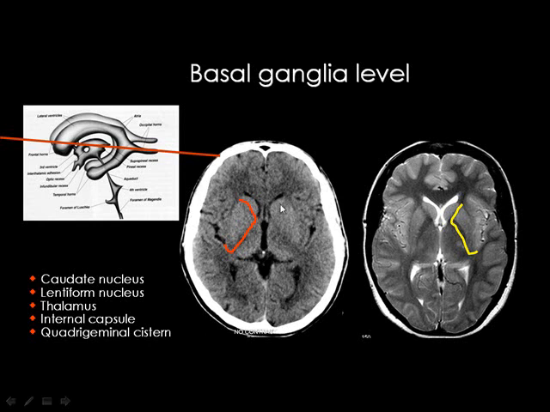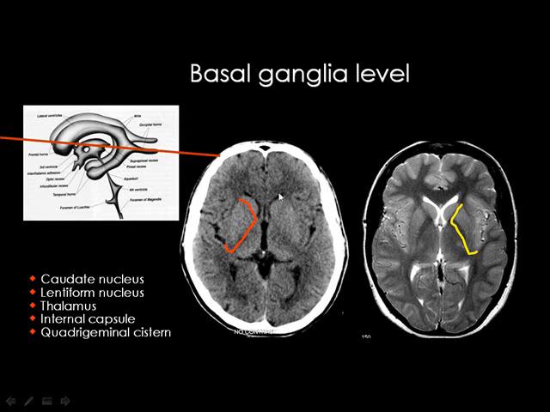Where can we identify the caudate nucleus? In this area. This is the site of the caudate nucleus in the concavity of the frontal horn. Then where is the lentiform nucleus? Here. This is the site of the lentiform nucleus. Then where is the thalamus? The thalamus is on either side of the third ventricle. Then we have 3 of the basal ganglia, which are the caudate, the lentiform, and the thalamus.